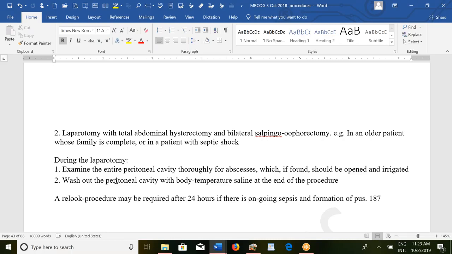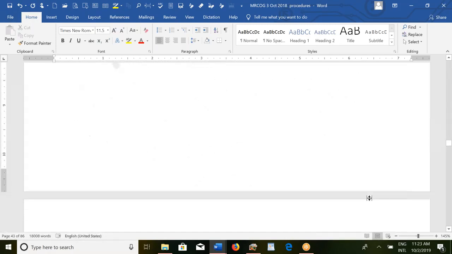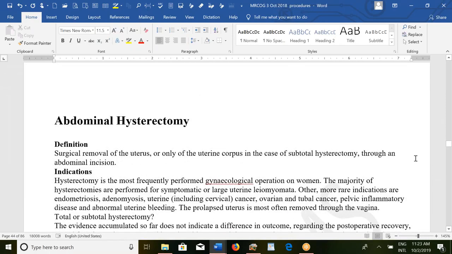Wash out the peritoneal cavity with normal saline at body temperature, otherwise your patient will go into hypothermia. You have to do that at the end of the procedure. Then a relook procedure may be required after 24 hours if the sepsis doesn't respond to treatment or if there is recurrent collection of pus. So that's all you need to know about the benign procedures.